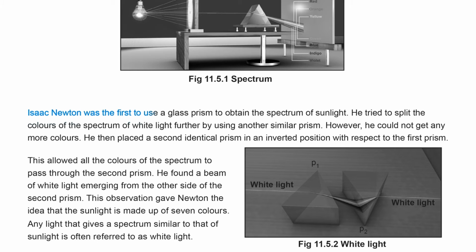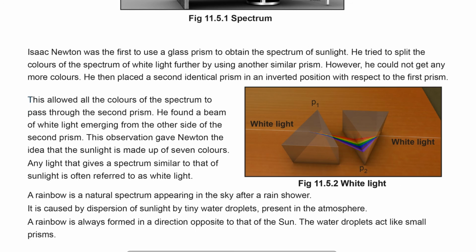Isaac Newton was the first to use a glass prism to obtain the spectrum of sunlight. He tried to split the colors of the spectrum of white light further by using another similar prism. However, he could not get any more colors. He then placed the second identical prism in an inverted position with respect to the first prism. This allowed all the colors of the spectrum to pass through the second prism. He found a beam of white light emerging from the other side of the second prism. This observation gave Newton the idea that the sunlight is made up of 7 colors.